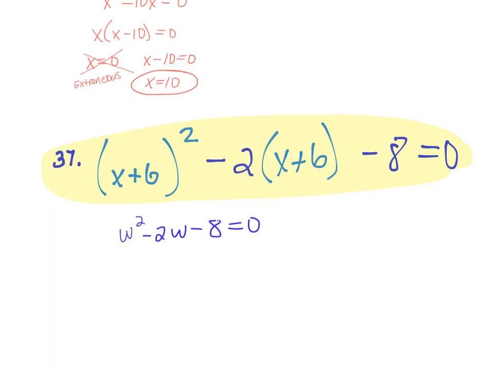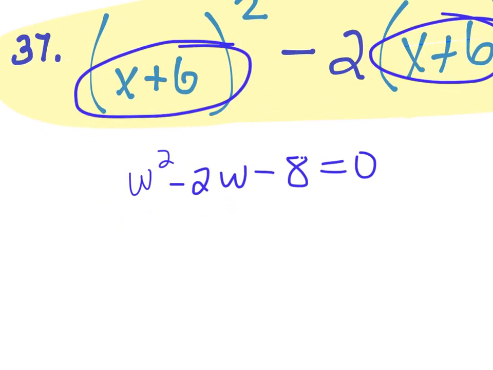So why are you using W? You can use any letter, because what this is, is something squared minus 2 times that same thing. So all it is is a little factoring problem. It makes this a lot easier for you to do instead of multiplying x plus 6, and then doing all that, trying to solve it. So if I factor this, guys, what are the factors of negative 8 that multiply to give me negative 8 but add to give me negative 2?